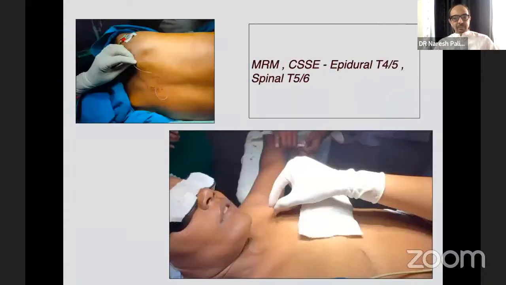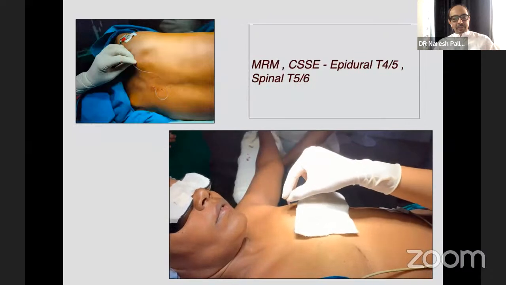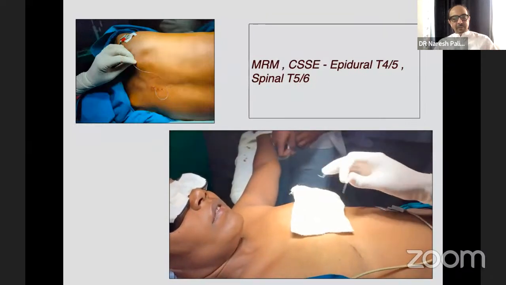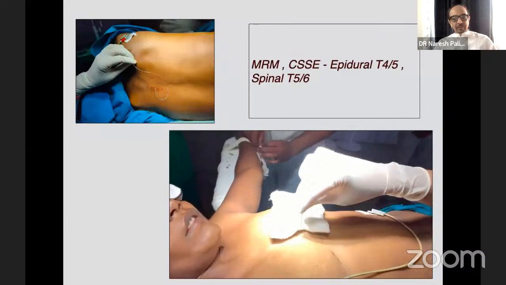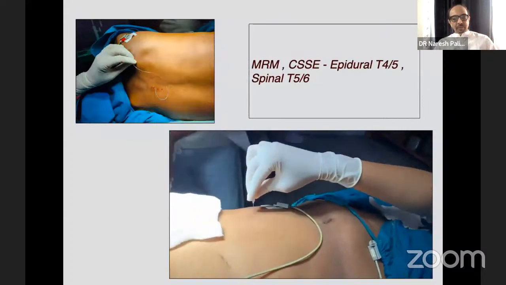This is MRM with combined spinal and epidural, segmental spinal and epidural. Epidural was put at T4-5 and spinal was given at T5-6. These are the levels being tested. You can see how comfortable the patient is, even with such high levels of block, with just 1.2 ml of the drug.